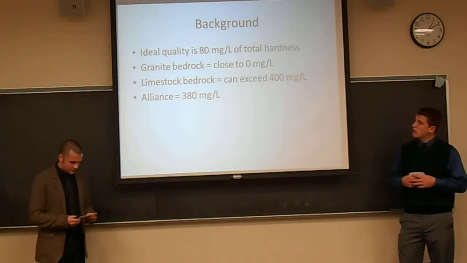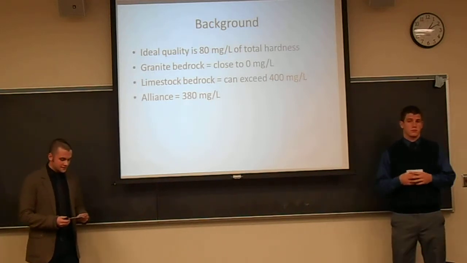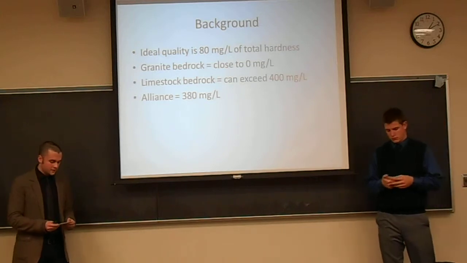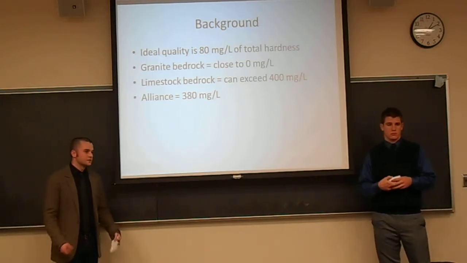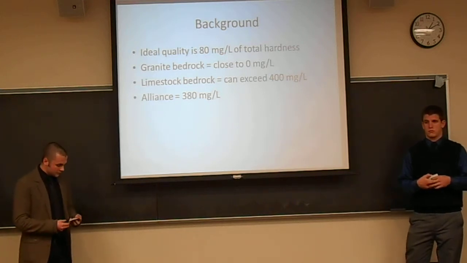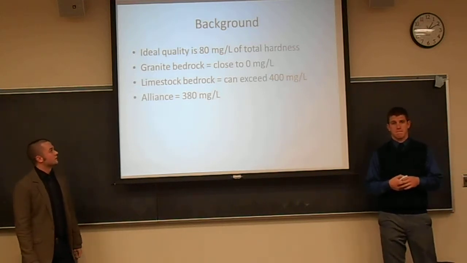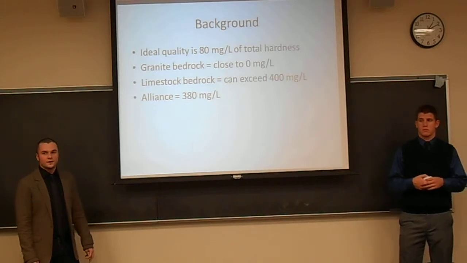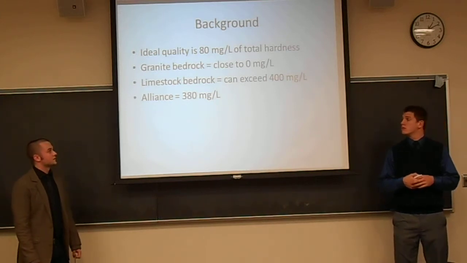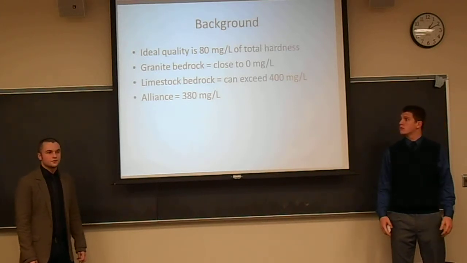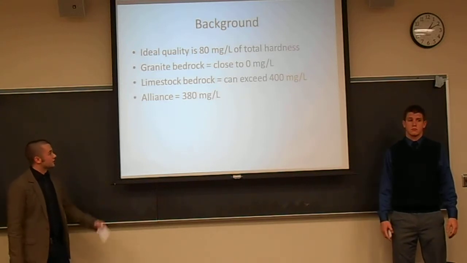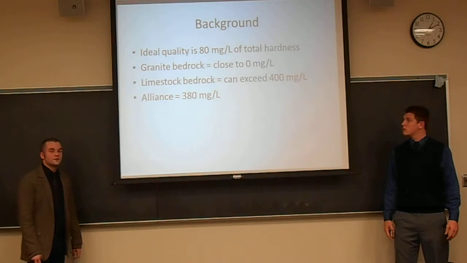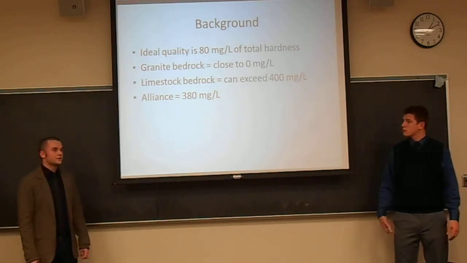The American Water Works Association says that the ideal measurement would be 80 milligrams per liter, and that's the calcium, magnesium, and iron all together. In granite, there's virtually close to zero amount of those cations, and with a limestone bedrock, it can exceed 400, so that gives you two separate ends on the scale. And the water here in Alliance is close to 380 milligrams per liter, which is pretty high.